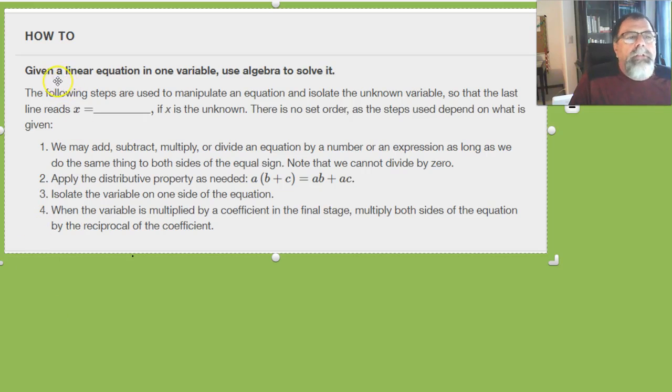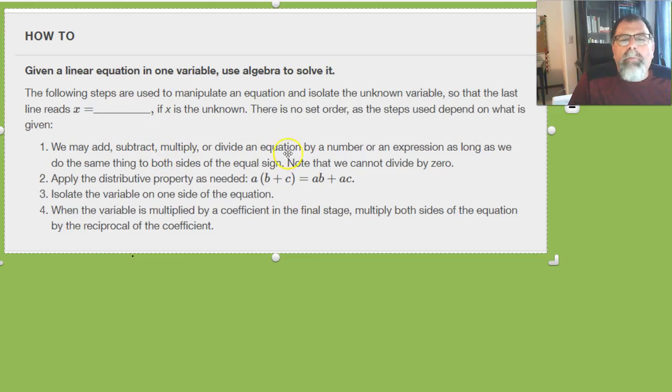Okay, so how to: given a linear equation in one variable, use algebra to solve it. The following steps are used to manipulate an equation and isolate the unknown variable. So the last line reads x equals whatever the number is, if x is the unknown. There's no set order, as the steps used depend on what is given. All right, so this is kind of the outline. You can basically follow these rules.